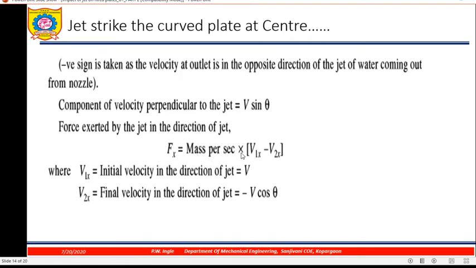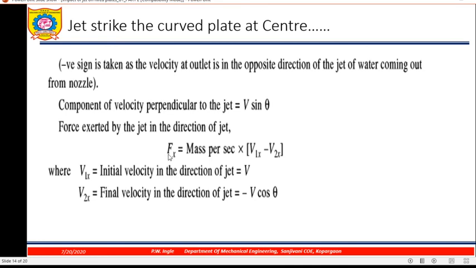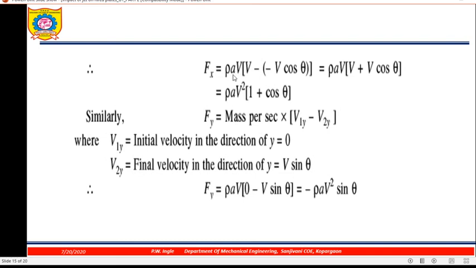So Fx equal to mass per second in bracket v1x minus v2x. What is v1x? It is the initial velocity in the direction of jet, so it is v, and final velocity in the direction of jet is minus v cos theta. You see here, this is initial velocity and this is final velocity in x direction. Since we are interested to calculate the equation for Fx, therefore Fx equal to mass per second, which is rho a v, in bracket v minus of minus v cos theta. So you get rho a v in bracket v plus v cos theta. So finally the equation is rho a v square in bracket 1 plus cos theta.